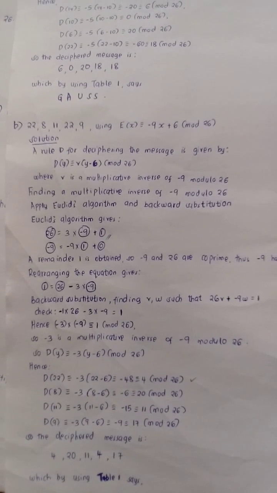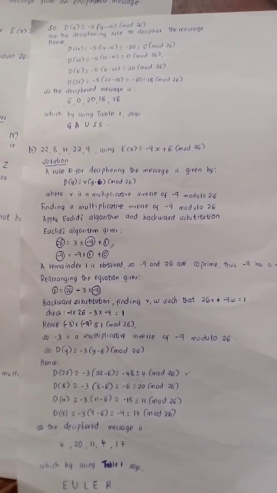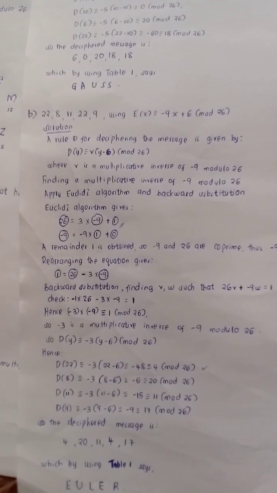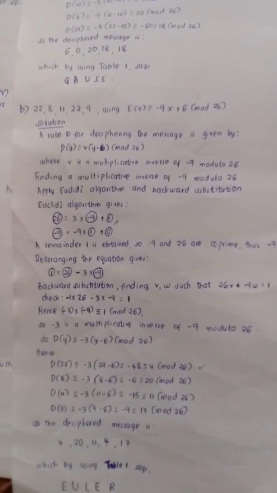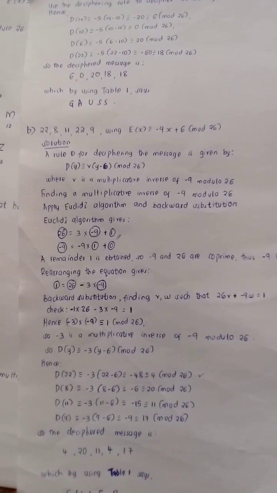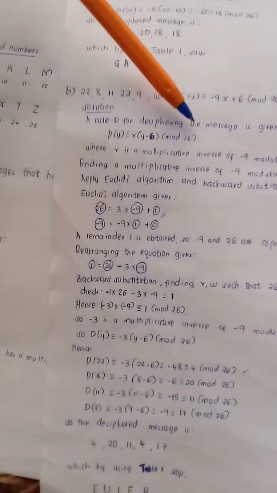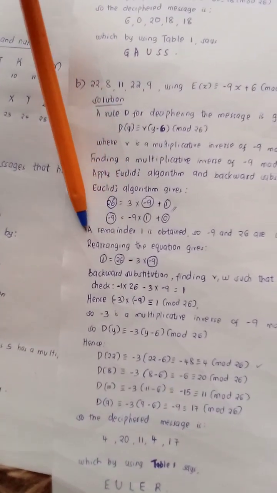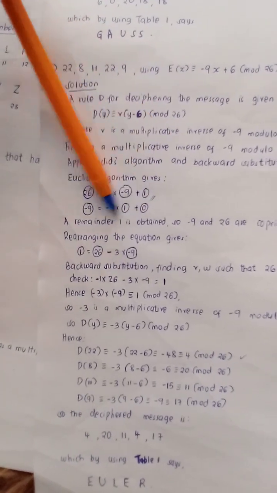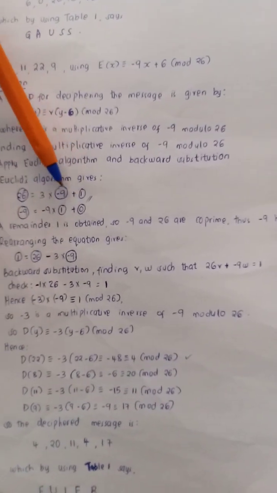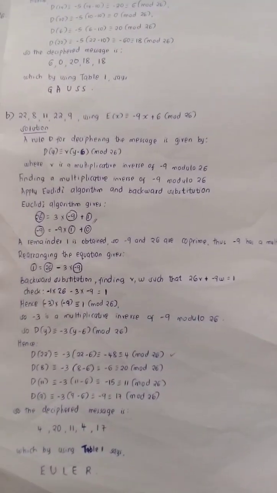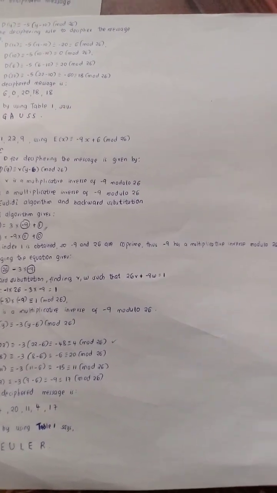Here v is the multiplicative inverse of −9 modulo 26, and we'll apply Euclid's algorithm and backward substitution for that. Euclid's algorithm gives 26 = 3 × (−9) + ... we are finding a number which, when multiplied with −9, gives −27, and adding a remainder of 1 gives 26. Continuing, the next remainder is 0. Since the second last remainder is 1, the integers −9 and 26 are coprime, and −9 has a multiplicative inverse modulo 26.